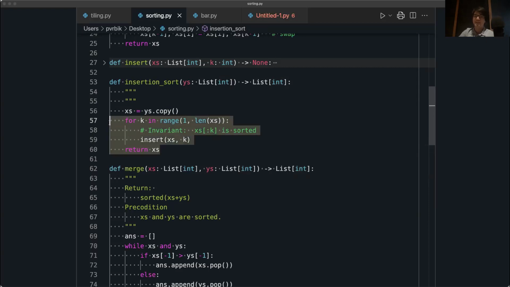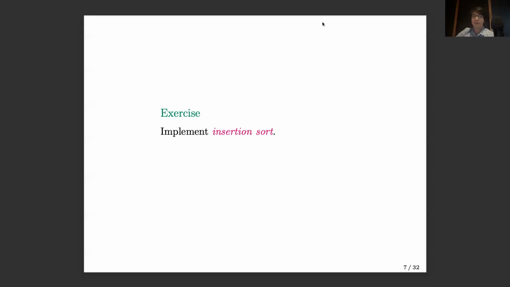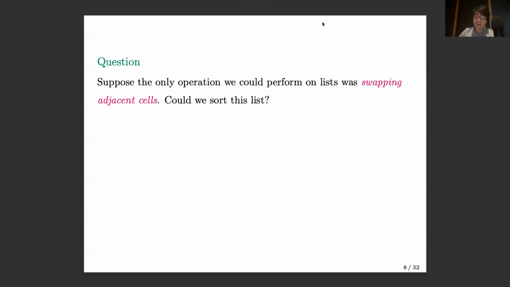But look how simple this is. I'm just saying, walk through the list, and just keep taking x of k and insert it into the first k parts of the list. So it's essentially what the picture did. And again, sorry, I'm burning through this. You blame the government for moving ECA.